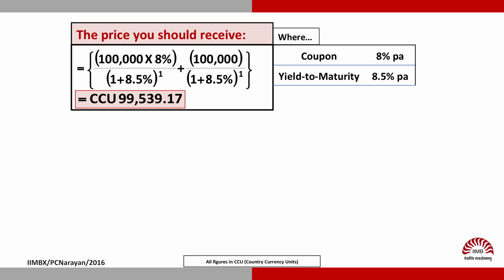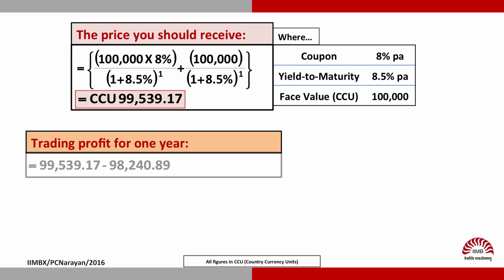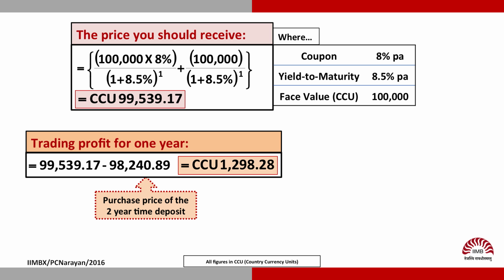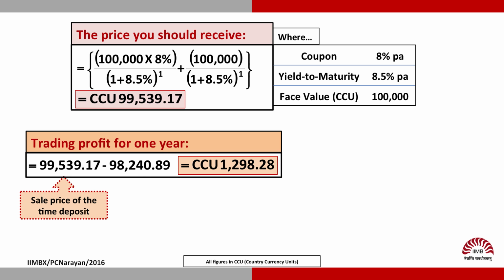You therefore have a trading profit of 99,539.17 minus 98,240.89, which is equal to 1,298.28, because you bought the time deposit from your friend with a residual maturity of 2 years at 98,240.89 when the YTM was 9%, and sold it when the YTM moved to 8.5%, and you got a price of 99,539.17 at the end of year 2.